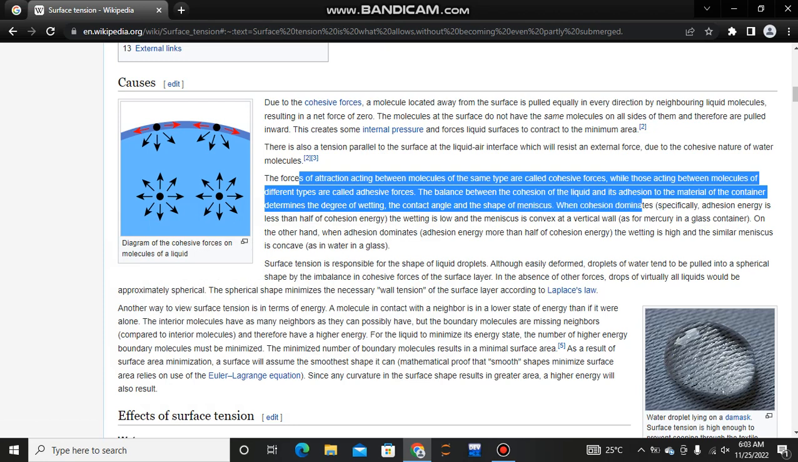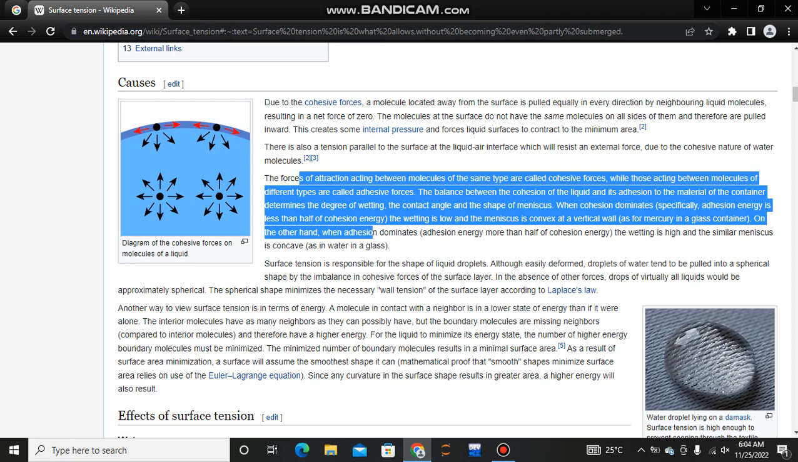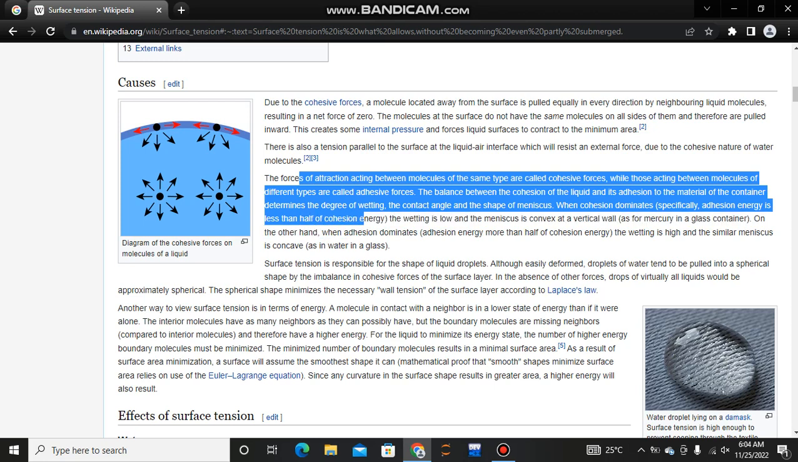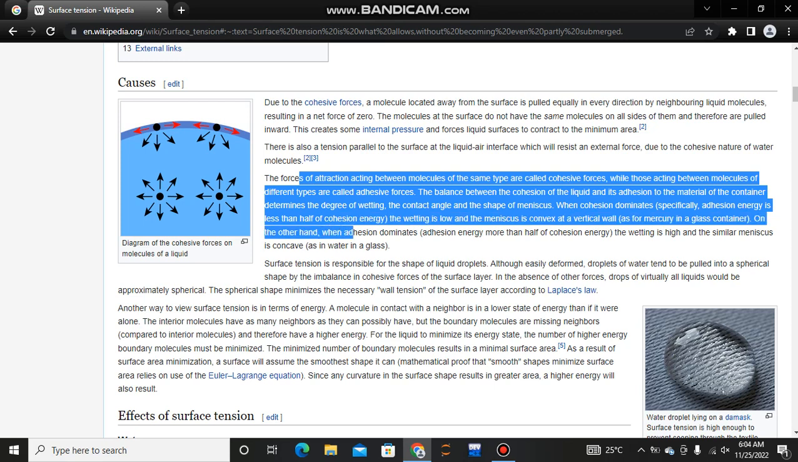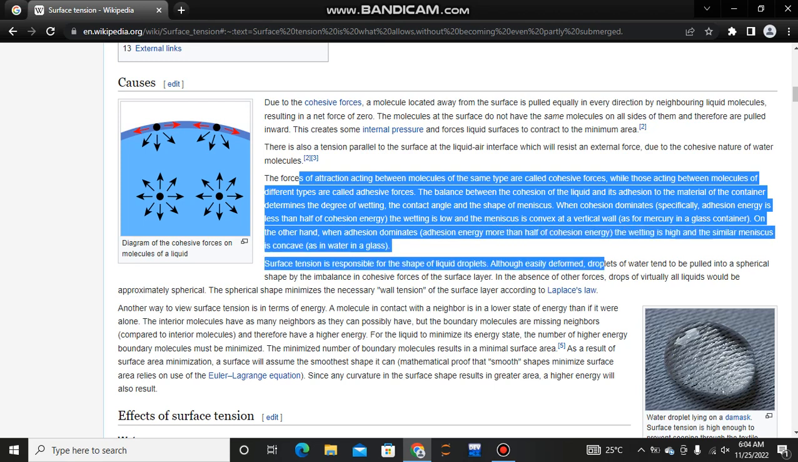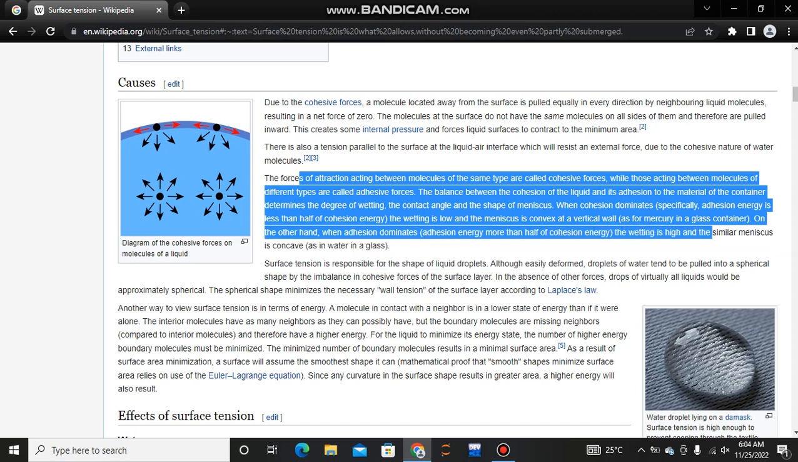When cohesion dominates, specifically when adhesion energy is less than half of the cohesion energy, the wetting is low and the meniscus is convex at a vertical wall, as for mercury in a glass container. On the other hand, when adhesion dominates, with adhesion energy more than half of the cohesion energy, the wetting is high and the meniscus is concave.